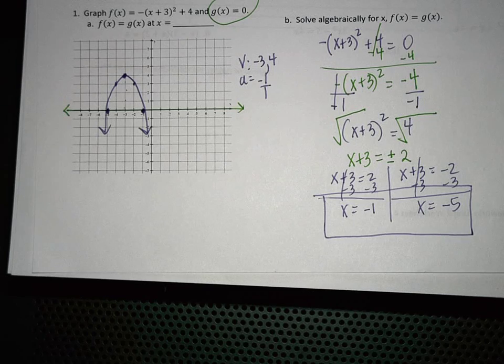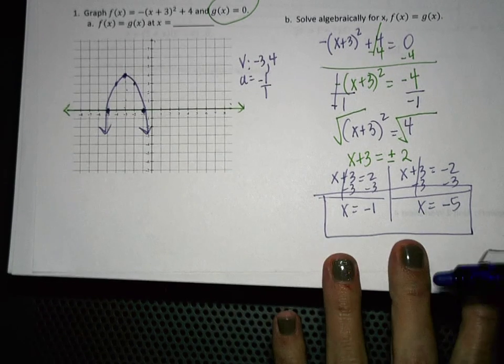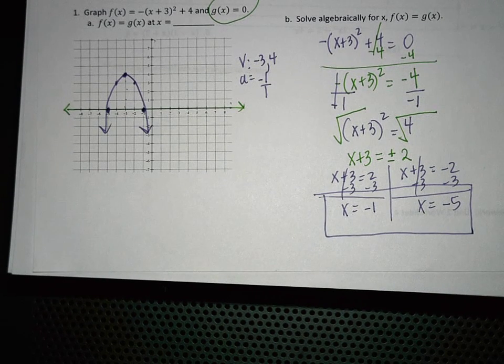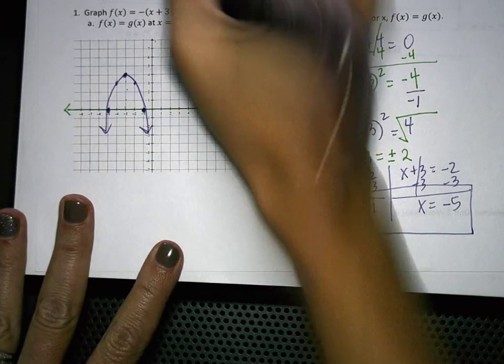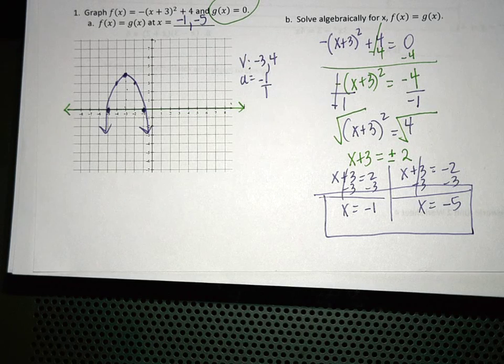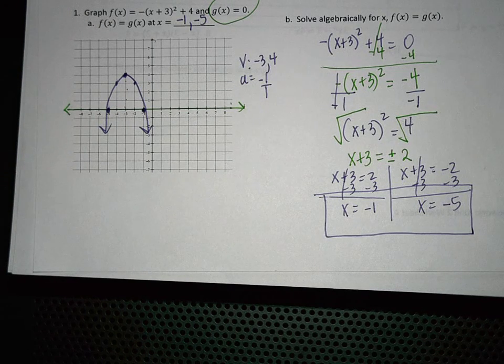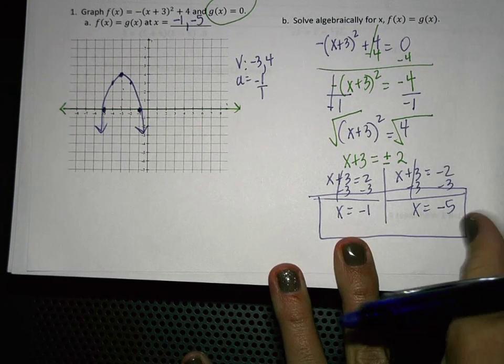Okay, questions so far? What about the A part where like x equals blank? Are you going to fill that in or no? Sure. Negative 1 and negative 5. Okay, we're going to move on now. All right.